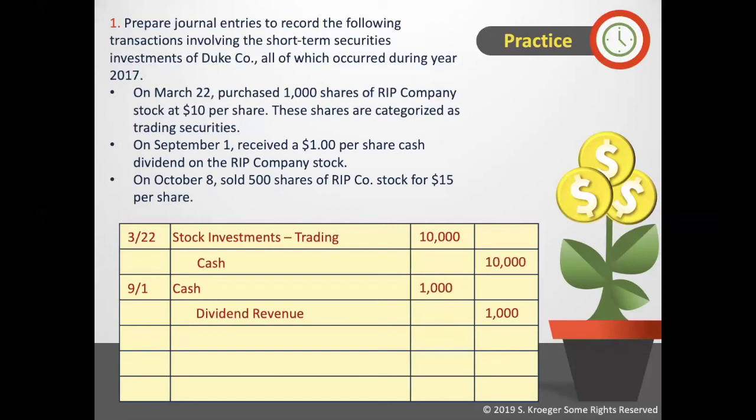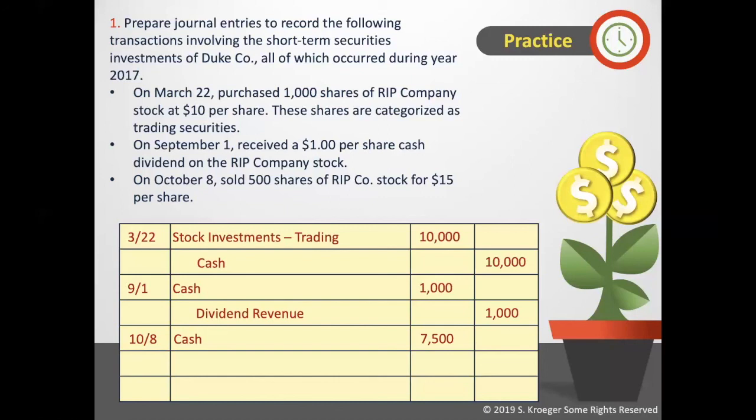First, let's record the cash amount we are receiving. How much cash are we receiving from this sale? You would multiply the 500 shares we are selling by the $15 sales price. You should get 7,500 as your sale amount.